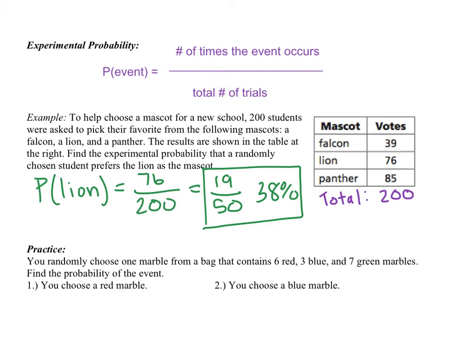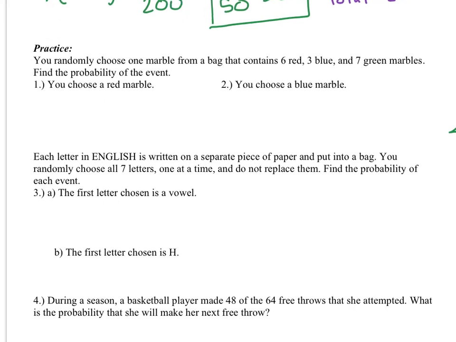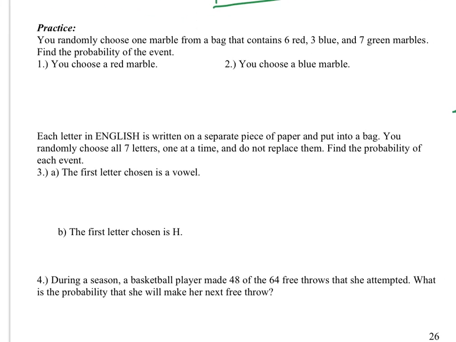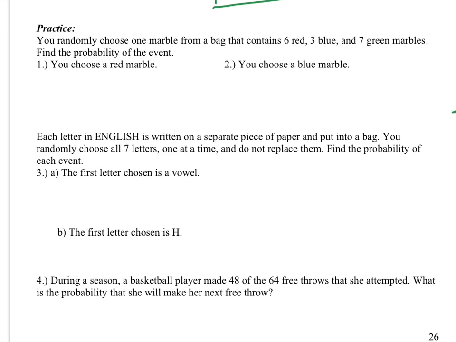Okay, I'm going to do one more example with you, and then you're going to try the rest. So let's look at number 3. It says each letter in English is written on a separate piece of paper and put into a bag. You randomly choose all 7 letters one at a time and do not replace them. Find the probability of each event.